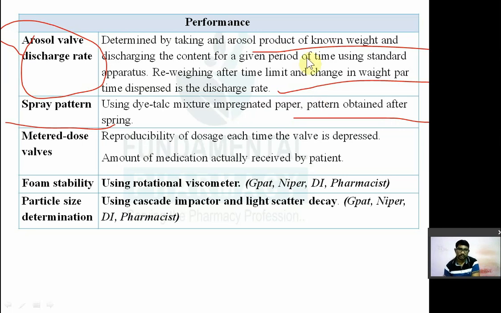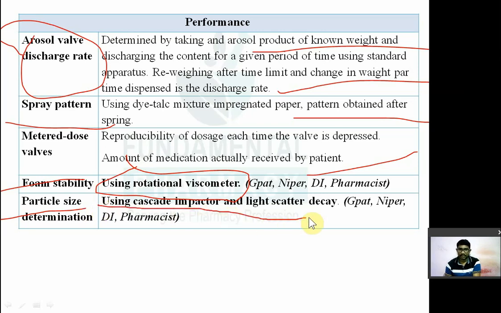मीटर डोज वाल्व का क्या है, reproducibility of dosage each time a valve is pressed, the amount of medication its expelled is measured. Foam stability, इसके ऊपर क्वेश्चन आ रहा है, foam stability in case of aerosol is checked by rotational viscometer, stability of foam is checked by rotational viscometer. And particle size determination is done by using cascade impactor and light spectrometry.